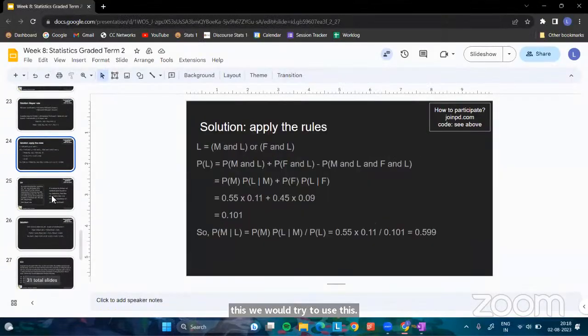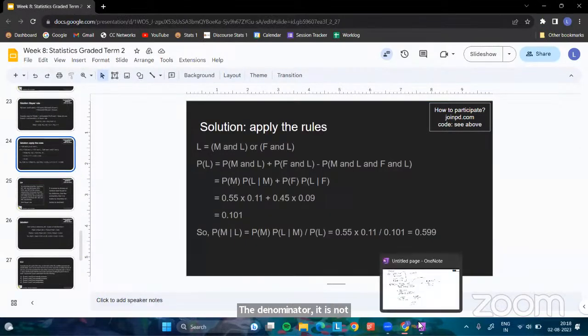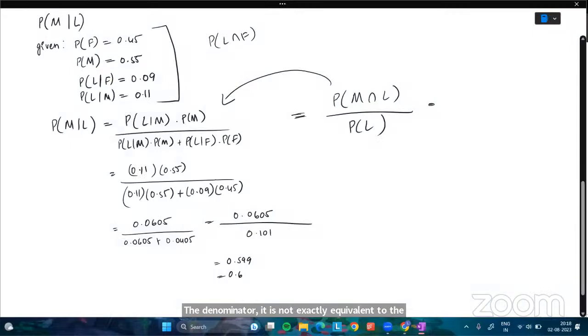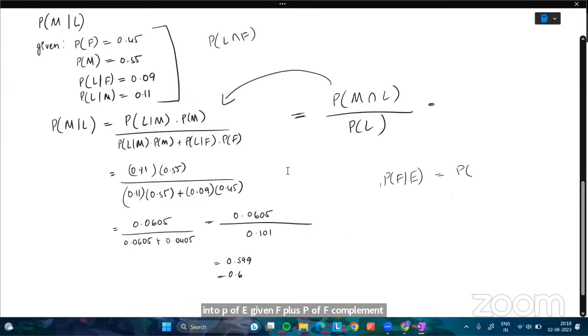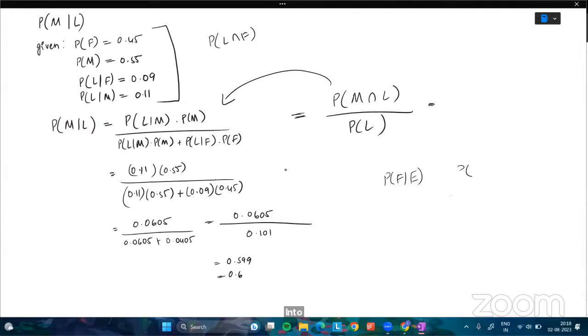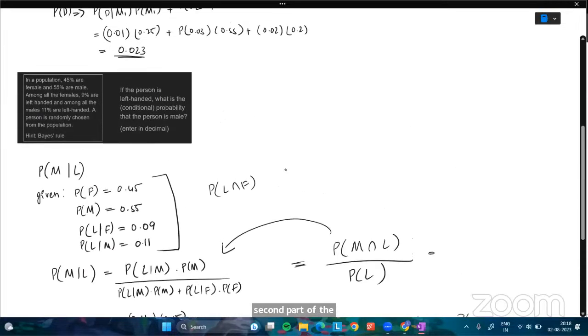The denominator part is not exactly equivalent to the Bayes formula, right? The Bayes formula says, for example, P of F given E is equal to P of E given F into P of F, divided by P of F into P of E given F plus P of F complement into P of E given F complement. But here we know L and F, right? The second part of the denominator I'm not able to follow. So in this data set, you can see that M and F are disjoint, right? Yeah.